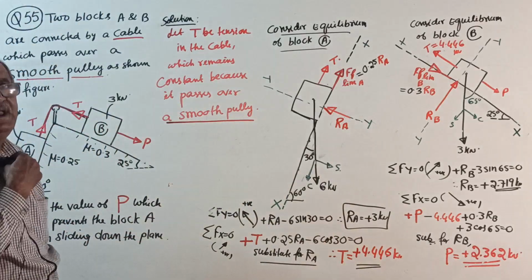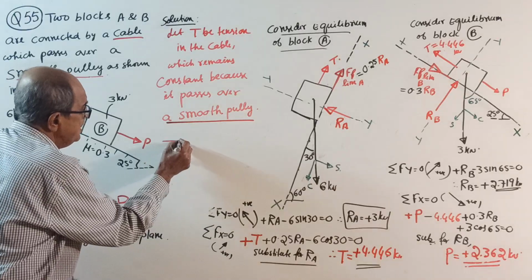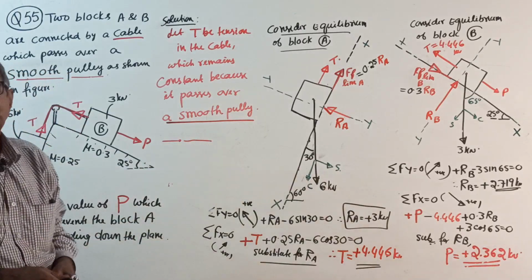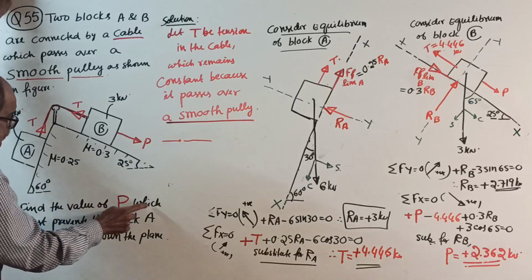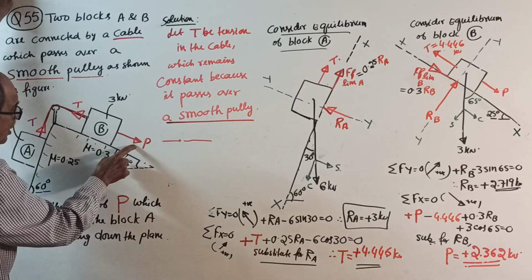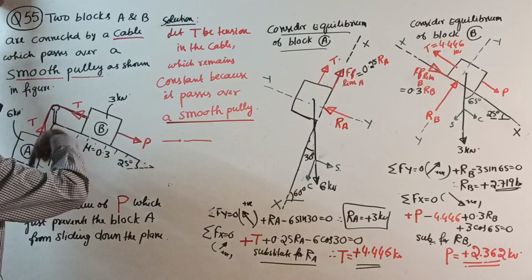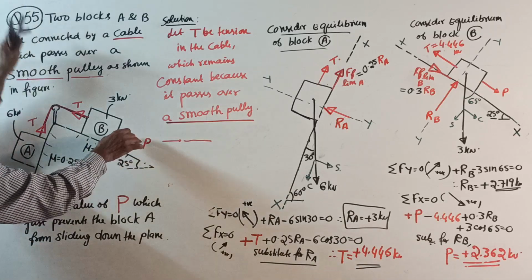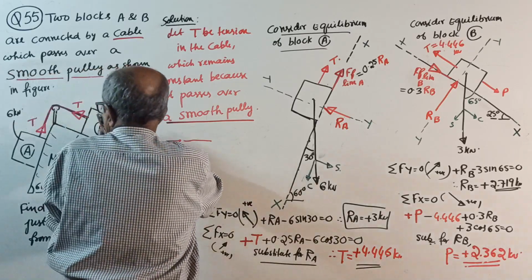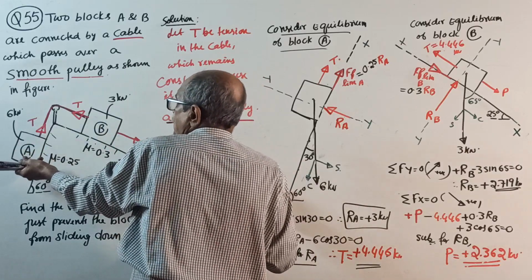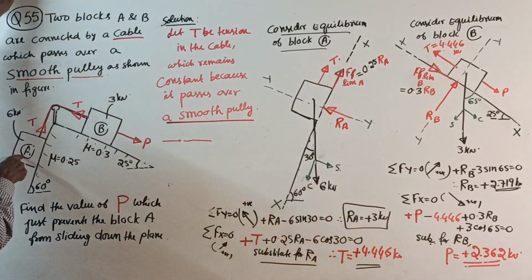Now, very, very important observation. What they want: you should write all I am dictating. If you want to thoroughly understand, write: what they want is the value of P which just prevents the block from sliding. Which one? This block, not that block. When this block comes down, by applying a force here this way, that block will be lifted. So what force P is required here to prevent block A from sliding down?